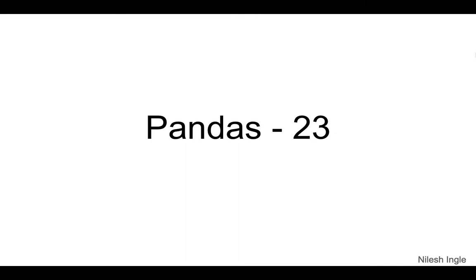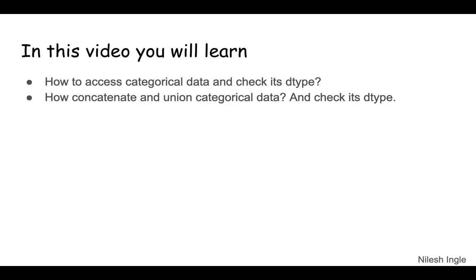I'm Nilesh and today we'll continue talking about pandas and particularly we'll work on categories, and in this final video on categories we'll look at how to access categories, and while doing so, if they change their data type, how do we bring it back and make them categories again. Also, we'll look at the operations concatenate and union of categorical data and see how the data type works in these two cases as well. So let's get into Jupyter notebook and start coding.